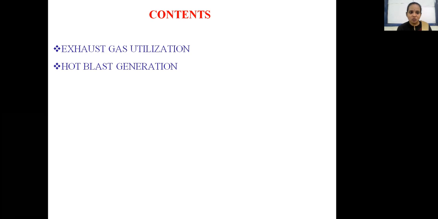To avoid such pollution and health hazards, the exhaust gases can be collected. Before collecting, they are cleaned, and then collected in the gas holders. This exhaust gas contains carbon monoxide, carbon dioxide, nitrogen, hydrogen. Our main intention is to make use of carbon monoxide.